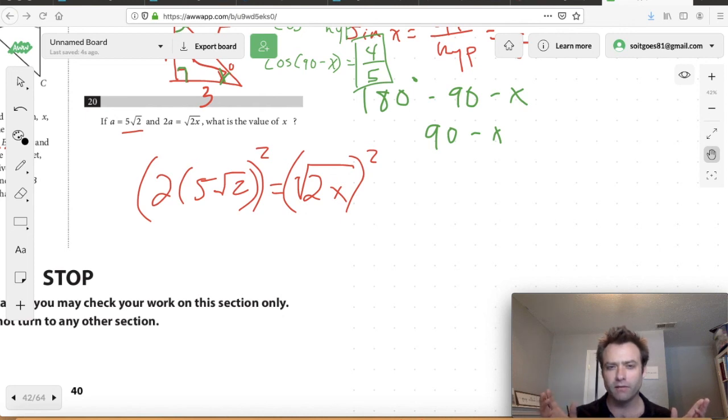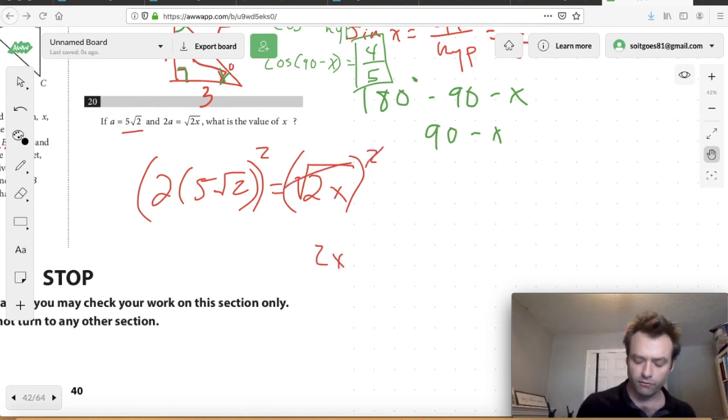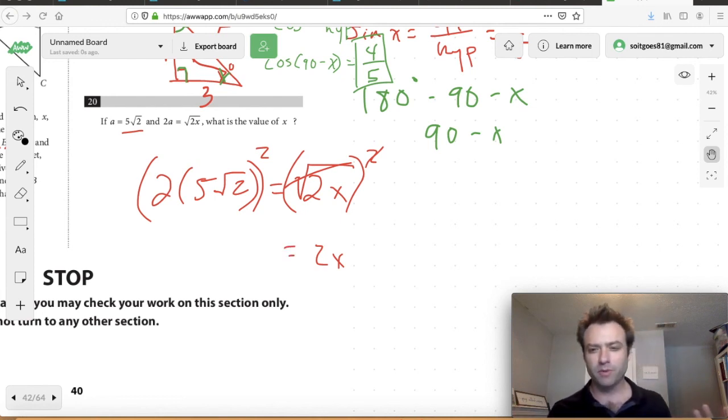So we'll start with the right hand side. The square root of 2x times the square root of 2x is just going to be 2x. Right? These guys cancel each other out. When you square a square root, you basically get rid of the square root sign. So the right hand side is 2x. And same with the left hand side. It just means multiplying by itself twice. So it's 2 times 2.